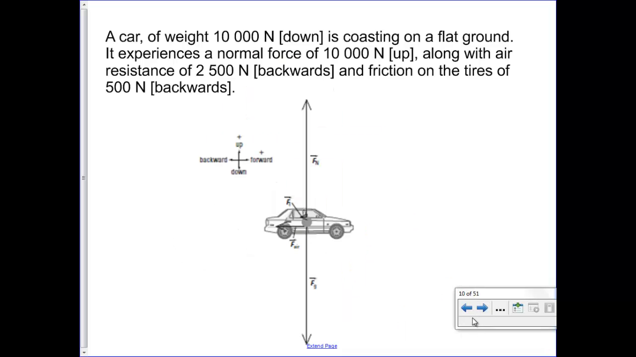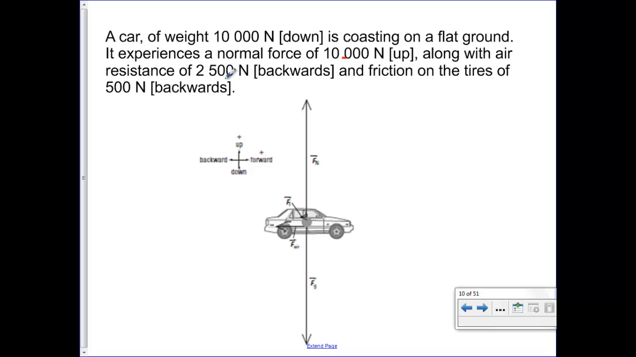Here's one more example, and then we'll actually do one. Let's say there's a car weighing 10,000 newtons down. It's coasting on flat ground. Does it make sense to have a normal force of 10,000 newtons up? It's not falling or flying. Does that make sense? If somehow the normal force were higher, that wouldn't make sense. The car would then start flying. And if the normal force were less than the weight of the car, then the car would be crashing through the pavement, so that doesn't make sense either.